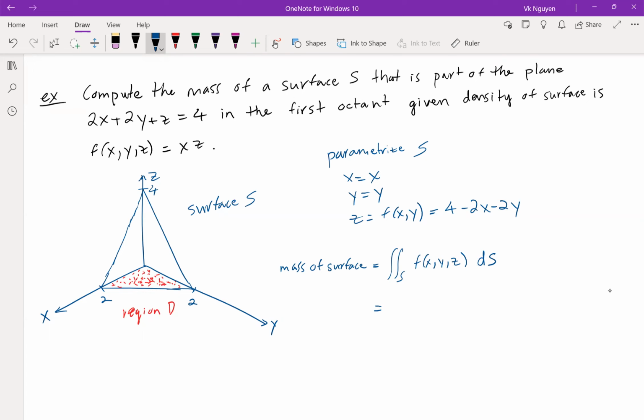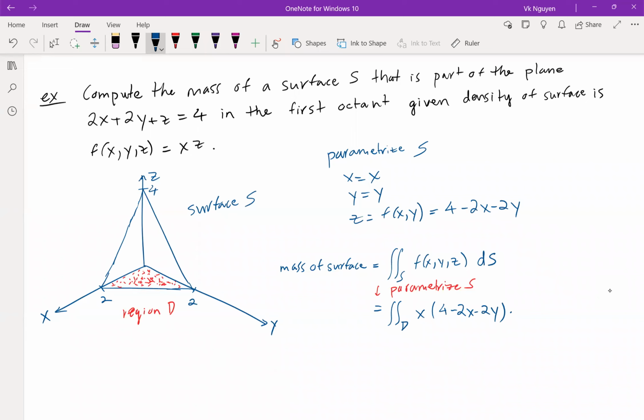So this one, we're going to parameterize S. Double integral over the region D. And then when we parameterize S right here, we have f(x,y,z), right? It is xz, but we know z is 4 minus 2x minus 2y. So this is x times (4 minus 2x minus 2y).